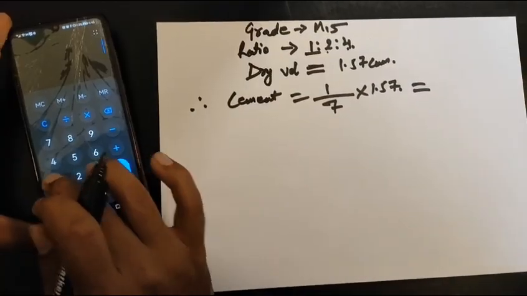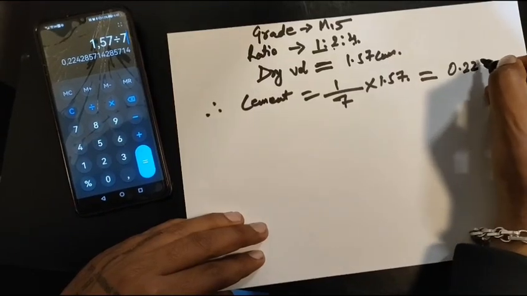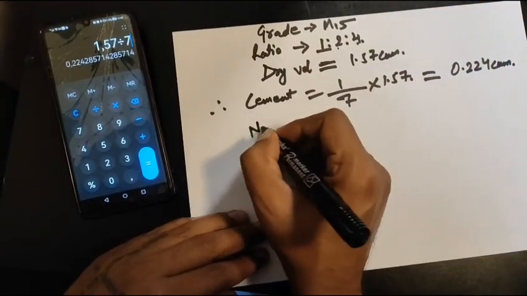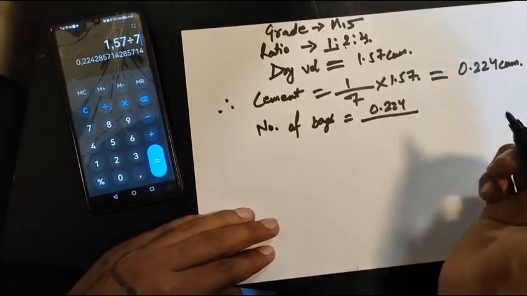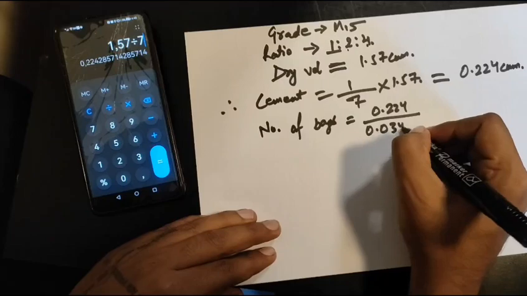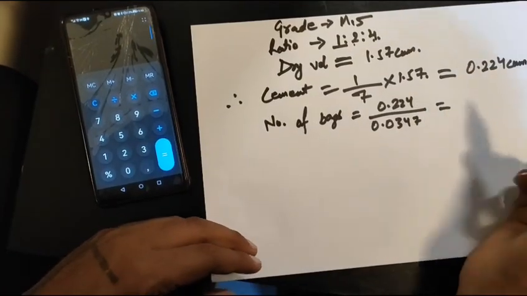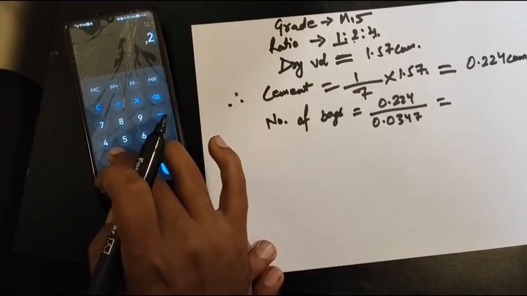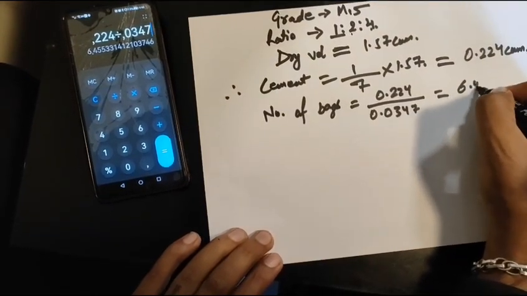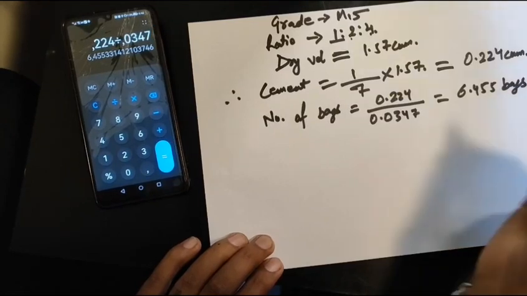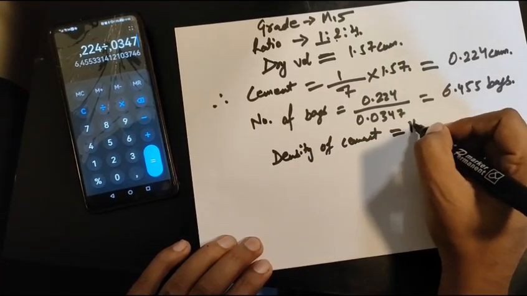Let's do the calculation. 1.57 divided by 7, which is 0.224 cubic meter. So the number of bags would be total volume divided by volume of 1 bag of cement, which is 0.0347. Or you can multiply it by the density of cement, which is 1440. You can do it either way. 0.224 divided by 0.0347 is 6.455 bags.